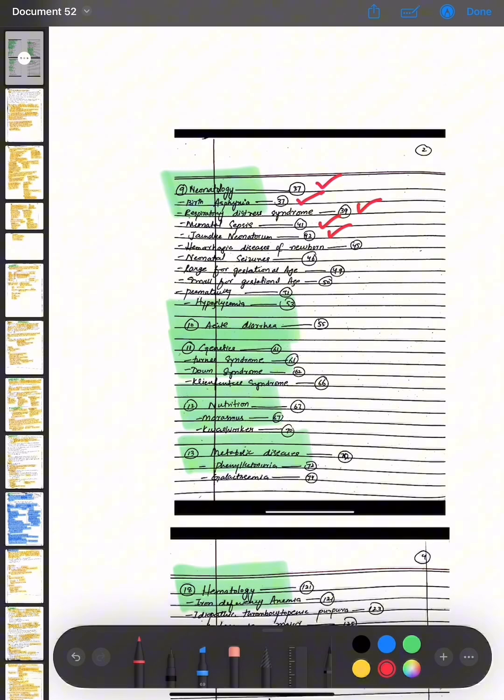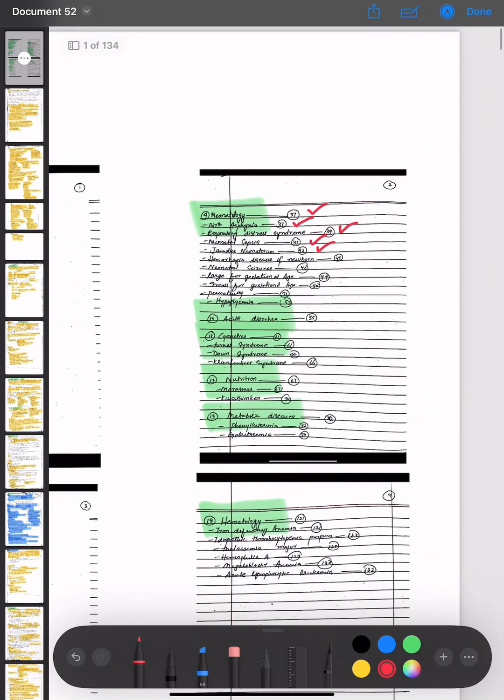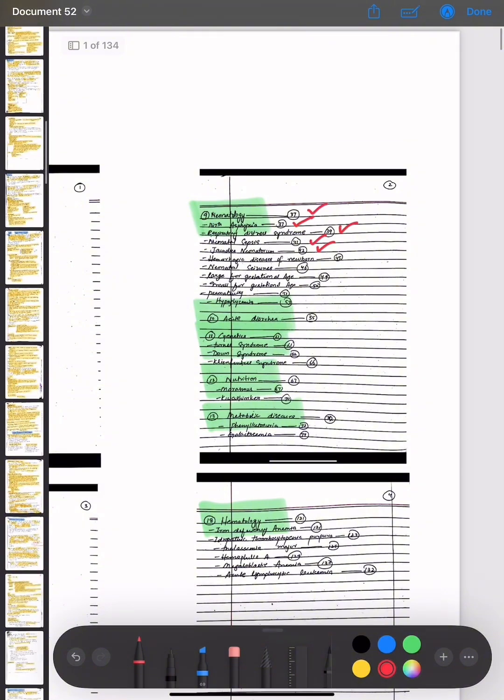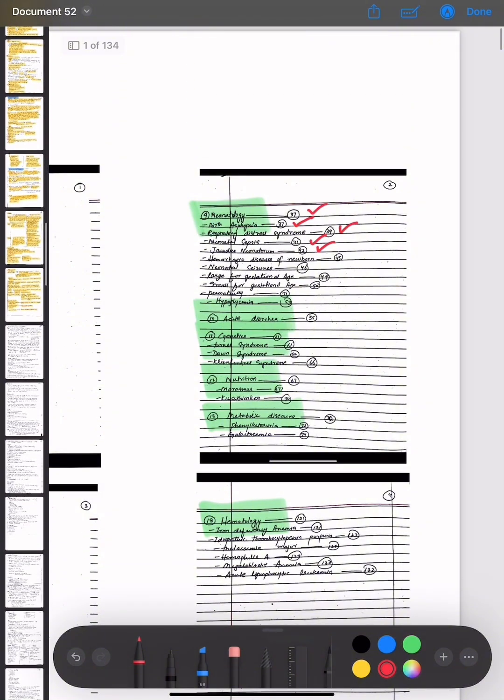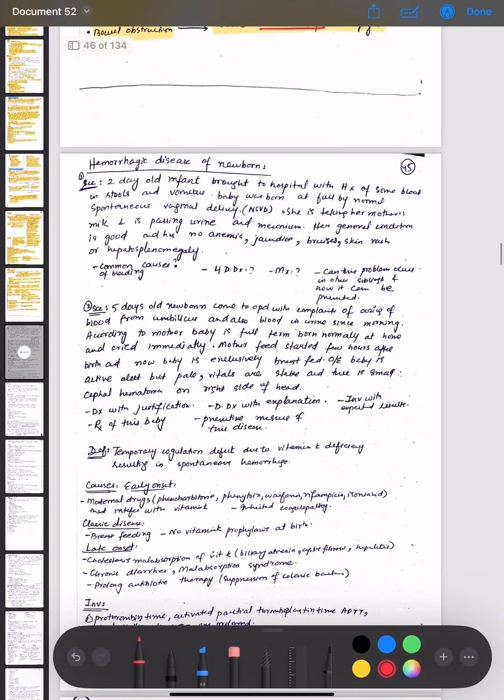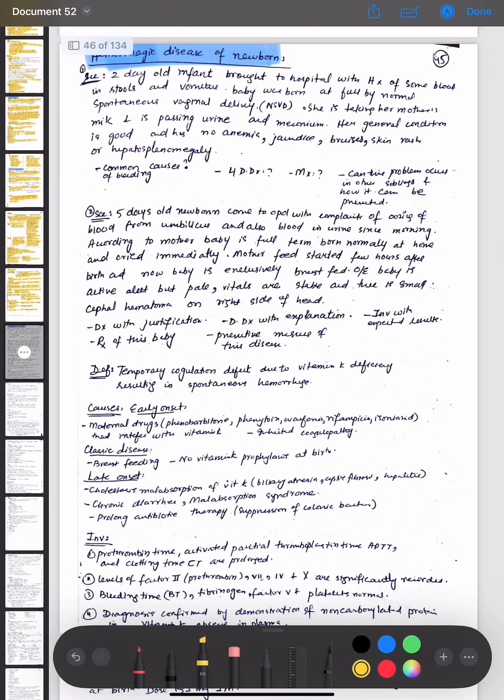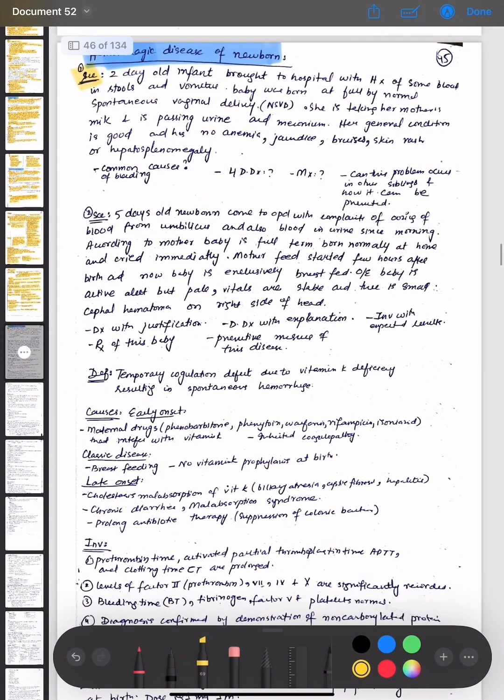and hypoglycemia. So starting from the first topic of today's video, we are having the hemorrhagic diseases of the newborn. This is the topic for today. Okay, so we are having a scenario that there is a 2-year-old infant brought to hospital with history of some blood in stools and vomitus.